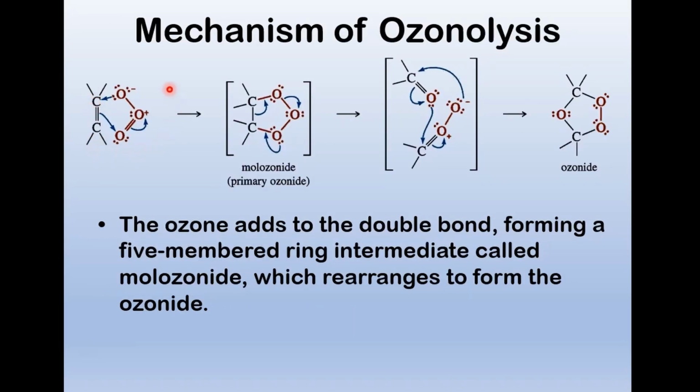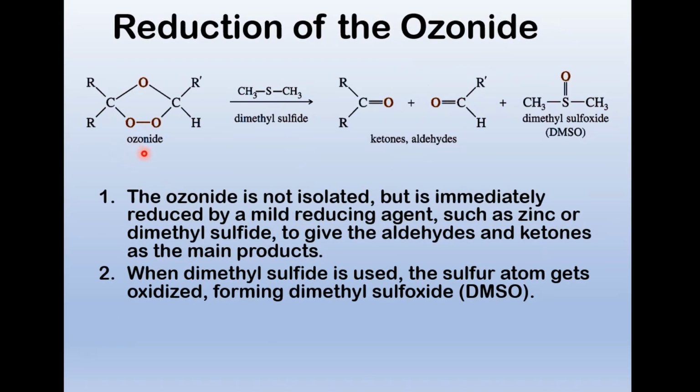Here's the alkene, here comes the ozone. You know, it just looks bad. We've got an oxygen with 3 bonds, an oxygen with 1 bond, and we get this 5-membered ring. It rearranges to an ozonide. I don't make you learn any of these names. What I make you learn is what the reagents do. So a lot of draw-the-structure-of-the-product type questions. So here's the ozonide, add the dimethyl sulfide, breaks this all apart, and we get our ketone and our aldehyde.